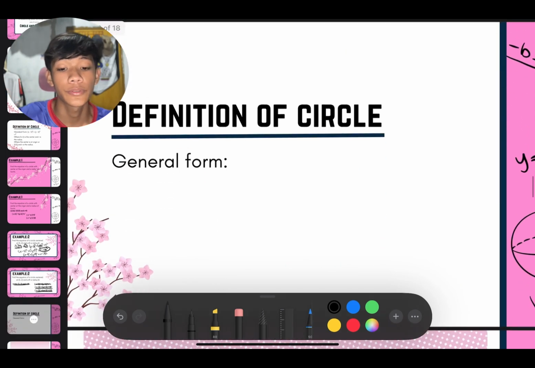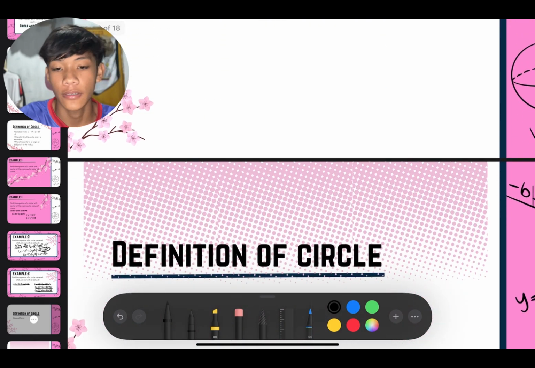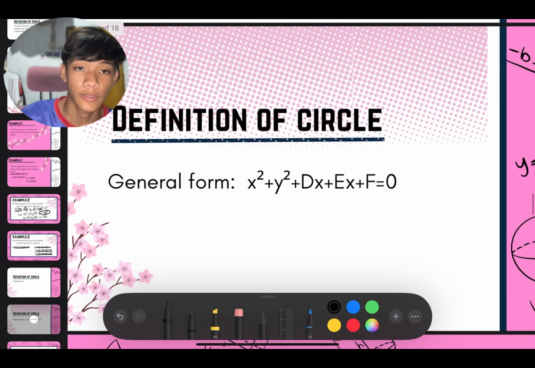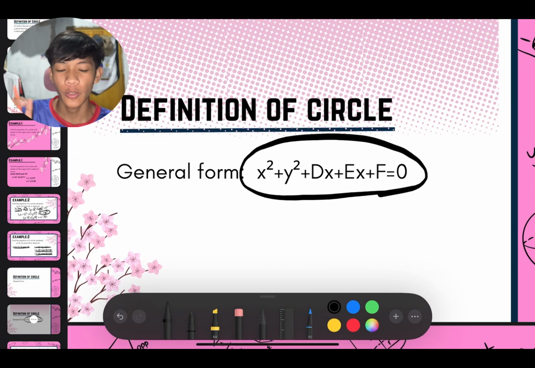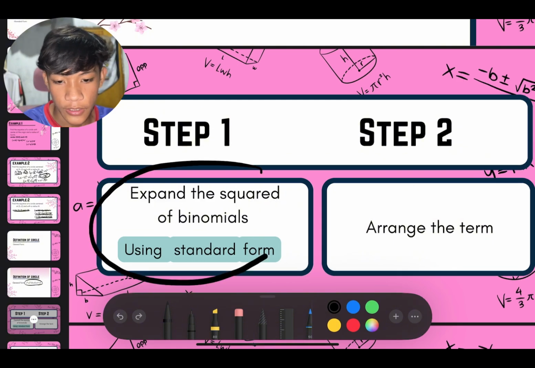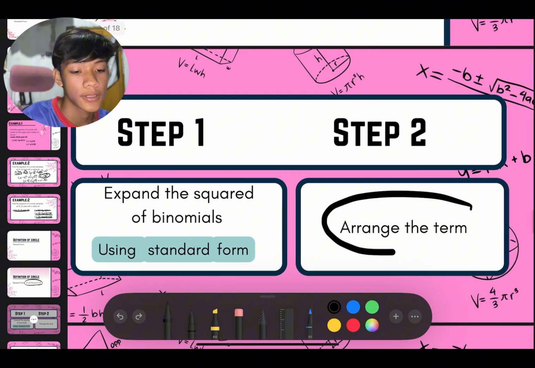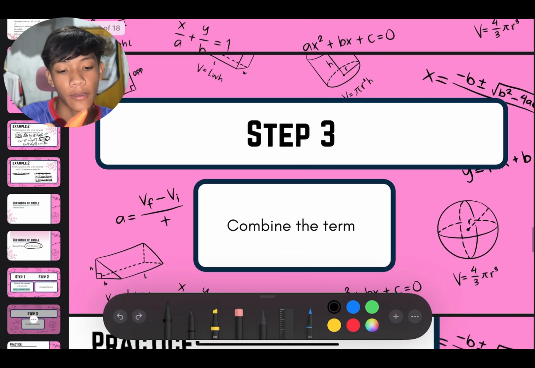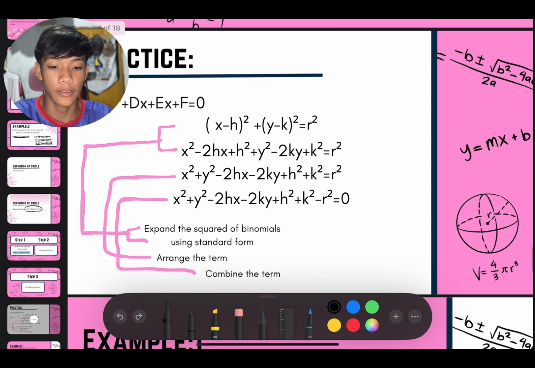So let's move on to the general form. What is our general form equation? This is what the general form equation is. I'm going to show you the 3 steps to get the general form equation. Step 1, expand the squares of the binomials using the standard form. Step 2, arrange the terms. And step 3, combine the terms. So let's have a practice right here.